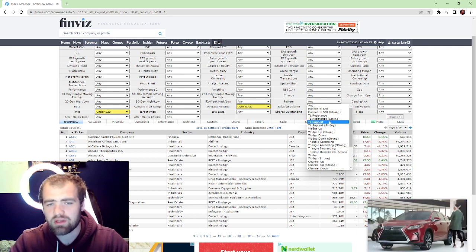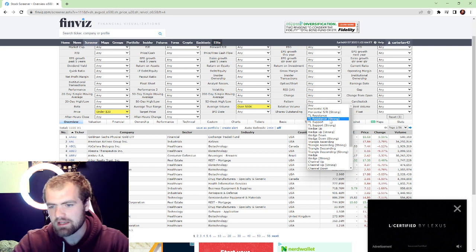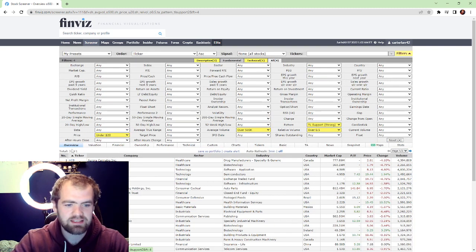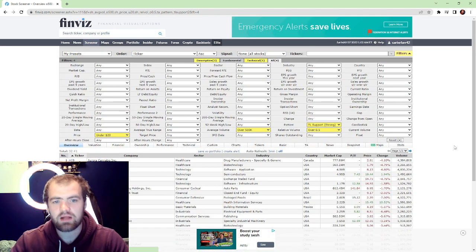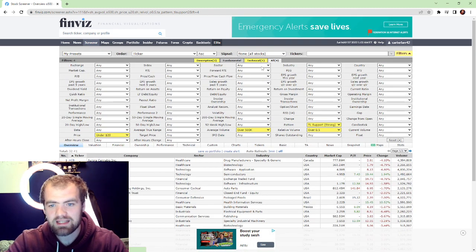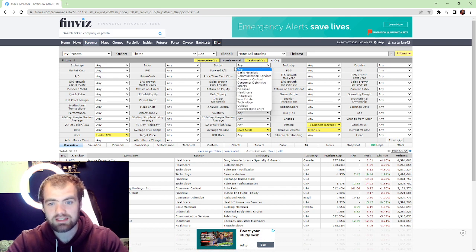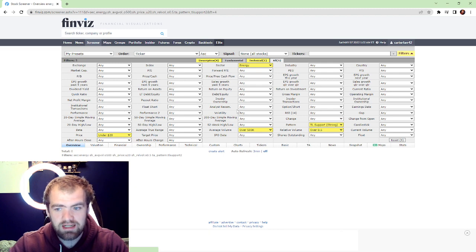If you are somebody that has a tendency to short stocks, you want to go resistance. Once we click that, you can see it eliminates all the way down to 32 stocks. Now, if you remember those top sectors, what you can do as well is click the sector tab and click energy. And you can see no stocks were there.